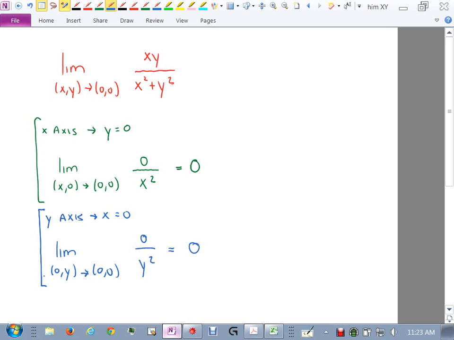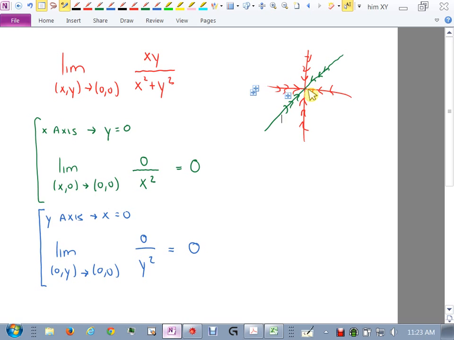So now I need to try something else that might not work, that'll give me something other than 0. Any ideas? What's another path that leads to the origin? x equals y, which is the diagonal. So far in our picture, we've come in along the x-axis and along the y-axis like this. But why don't we draw a diagonal like this and approach through the diagonal? What's the relationship between our points if we're on this diagonal?